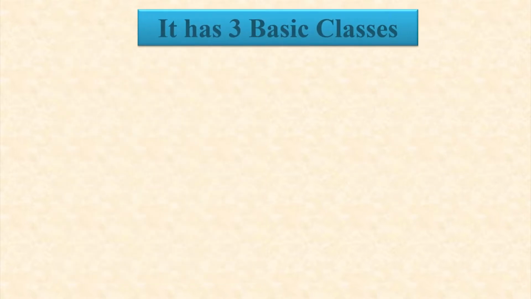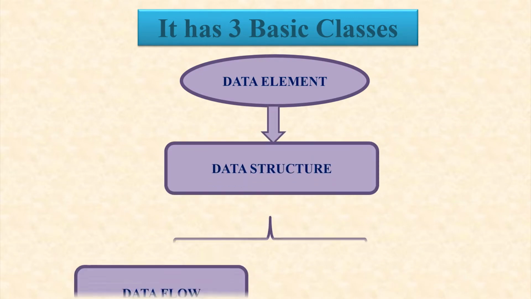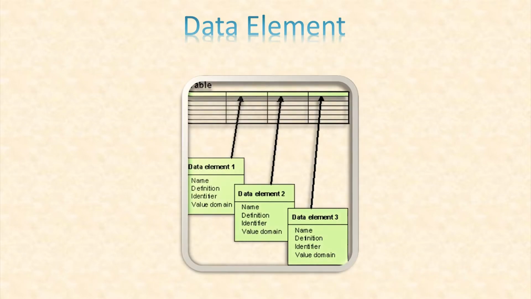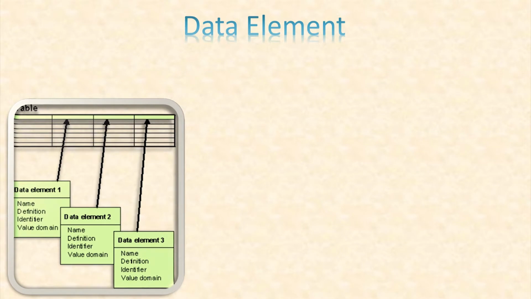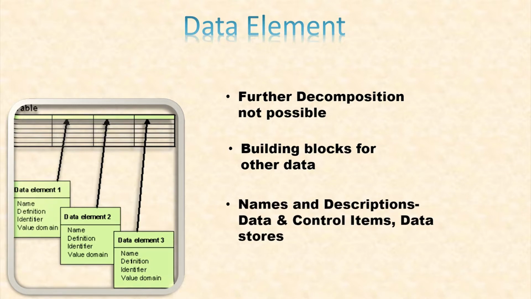It has basic classifications: elements, structures, flow, and storage. A data element is the smallest unit of data. Further decomposition is not possible. These are used as building blocks for other data in the system, and they consist of names and descriptions of data and control items, data stores, etc.